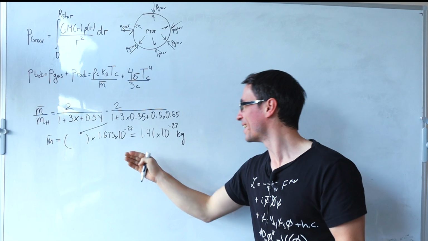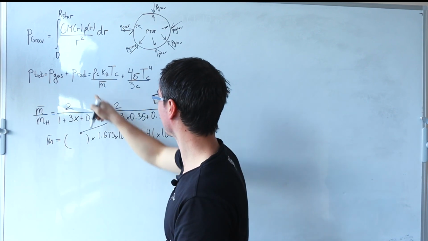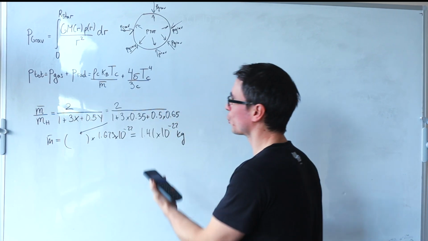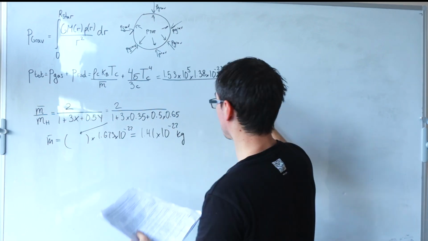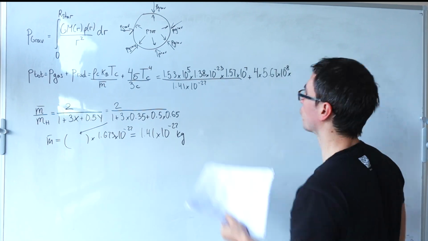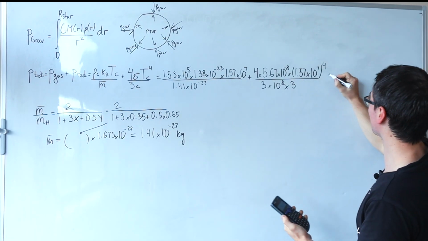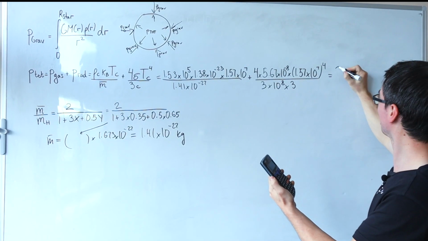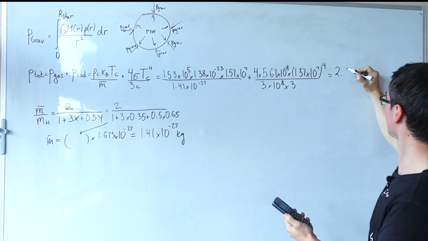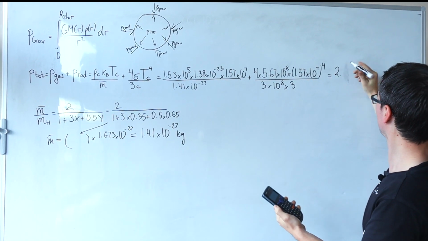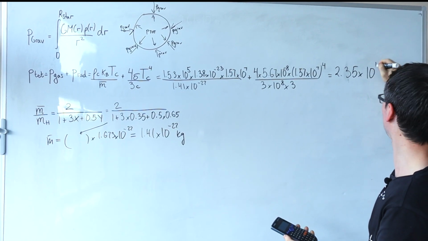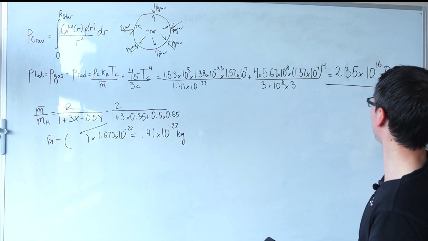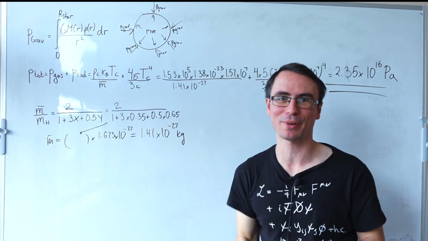kilograms. So now we're ready to take this and plug this into this expression to work out the total pressure. And after so much substitution, I have around 2.352, let's call it 2.35 times 10 to the power of 16 pascals, which is an enormous pressure.